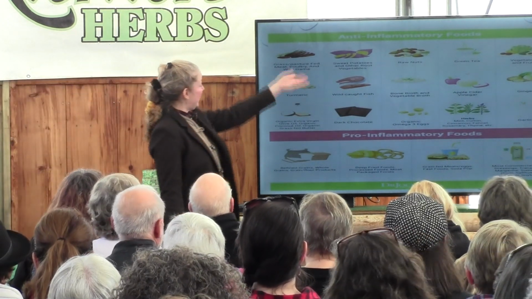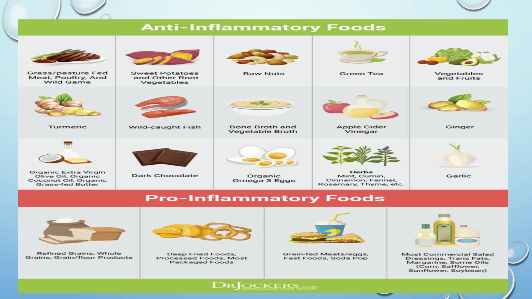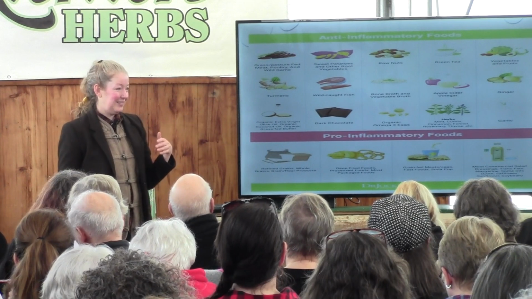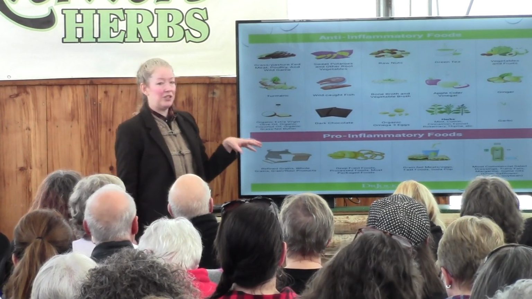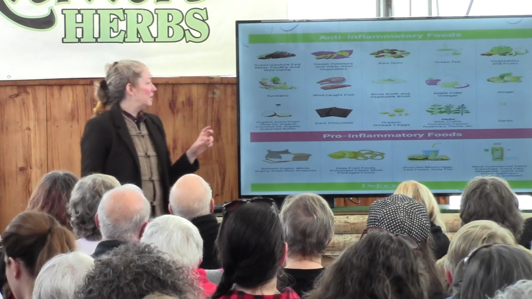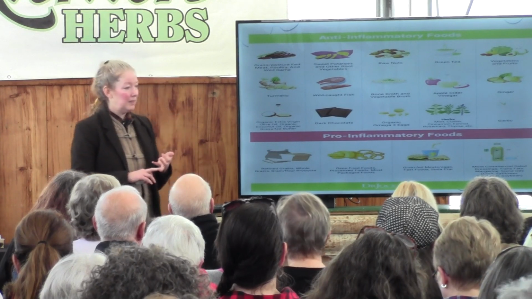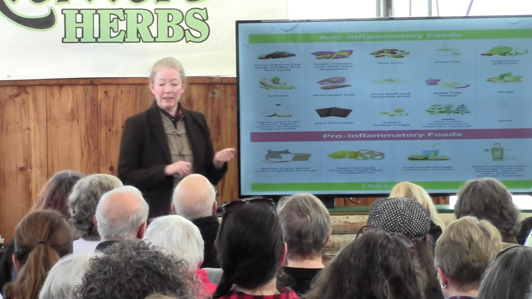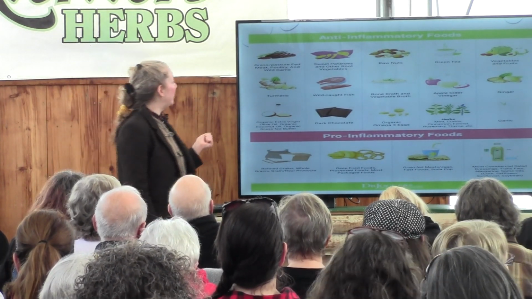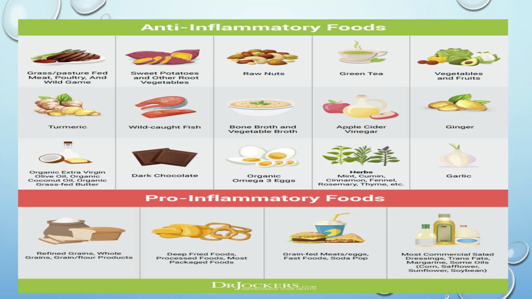So we include all of these foods at the top: grass-fed or pastured meats. We usually do take out dairy, or at least conventional cow's dairy. People tend to have more luck digesting goat and sheep's dairy than they do conventional cow dairy. We use sweet potatoes to replace white potatoes, raw nuts and seeds. Green tea is amazing. Vegetables and fruits. Turmeric we'll get to. It's an amazing anti-inflammatory, especially for the digestive tract.